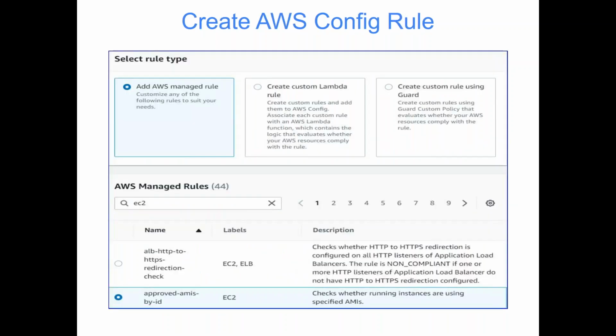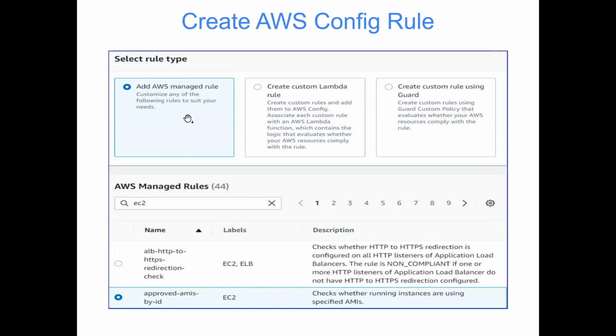So let me show you how to create config rules. Once you go to the config console in AWS, you can see this one. Add AWS managed rule. There are many rules already available, which you can simply select and use. Or create a custom Lambda rule. That means you have to define your own logic for that. Or create a custom rule using Guard. This is a third-party tool and is not in much use.